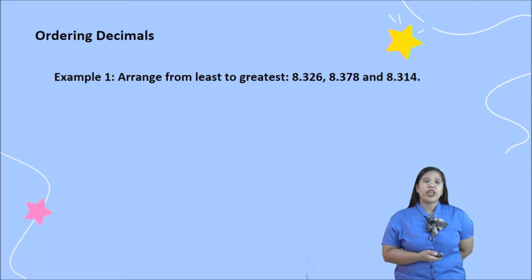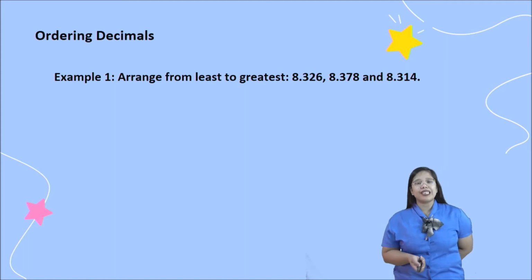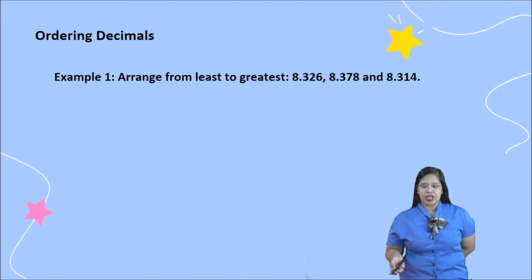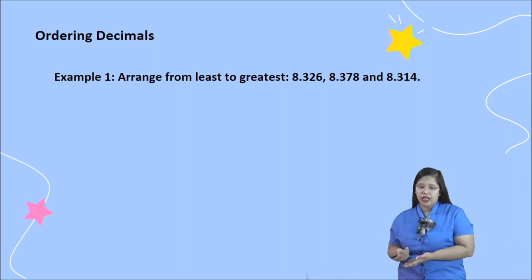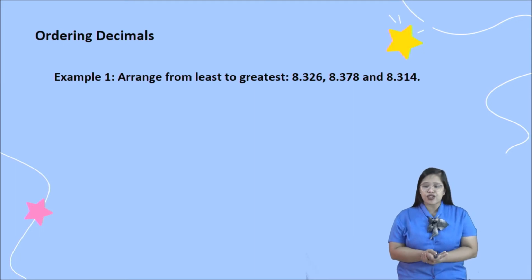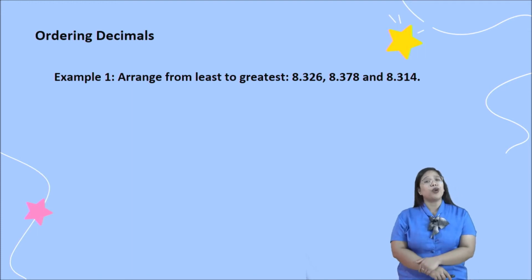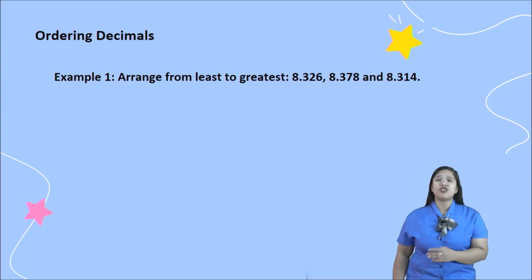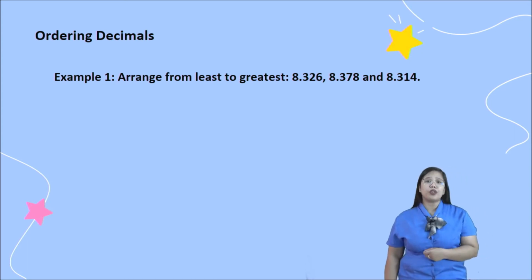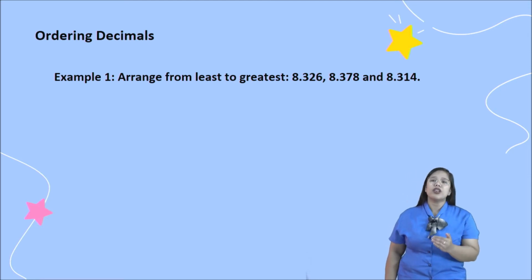So we have the first example, arrange from least to greatest. Again, kids, when we are talking about least to greatest, it means few to many or small to big. And when we are talking about greatest to least, it means many to few or big to small. So again, kids, example number 1, arrange from least to greatest. We have 8 and 326 thousandths, 8 and 378 thousandths, and 8 and 314 thousandths.